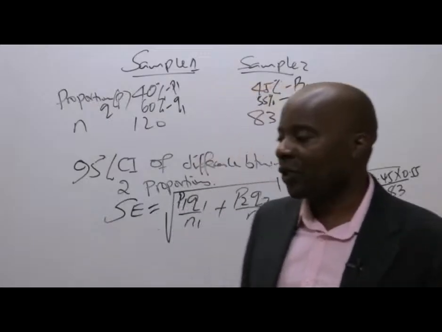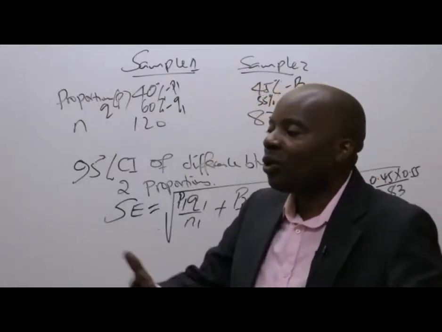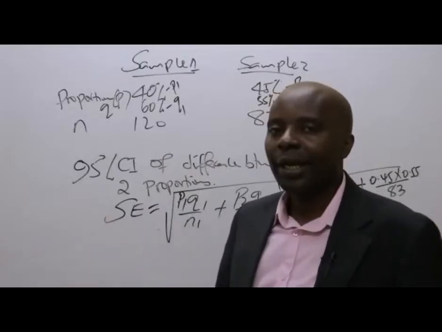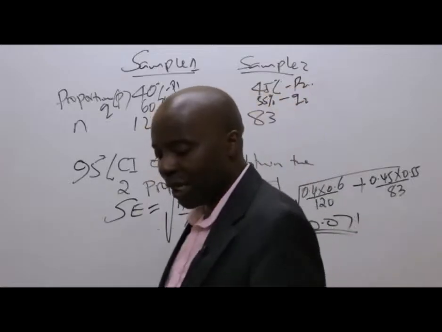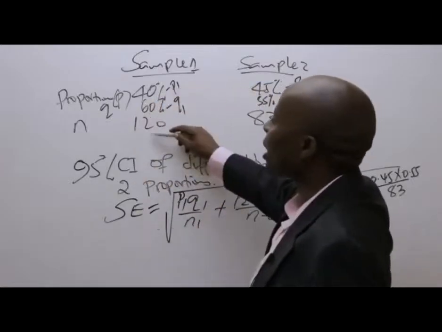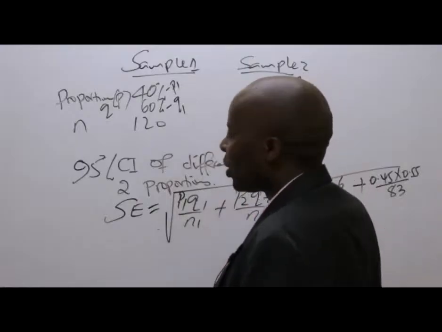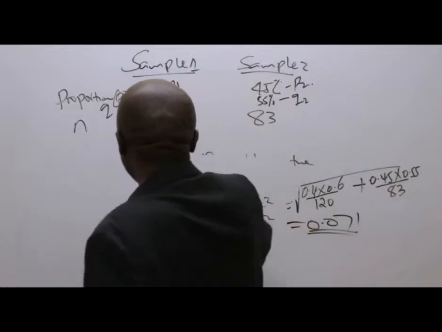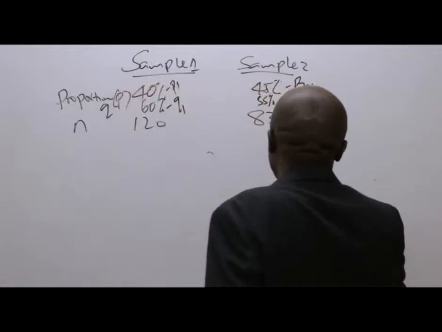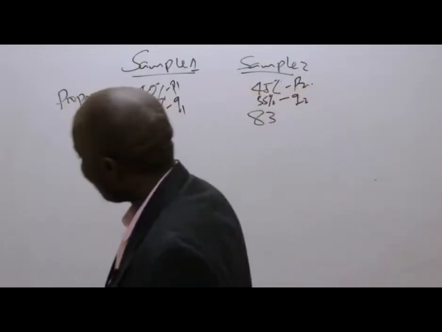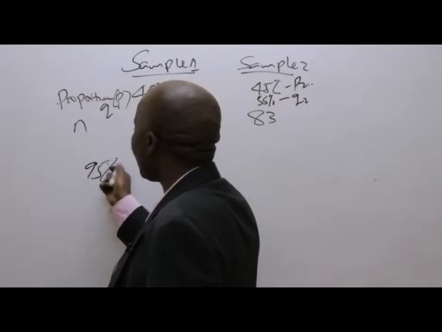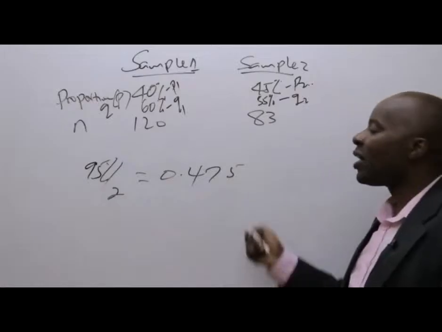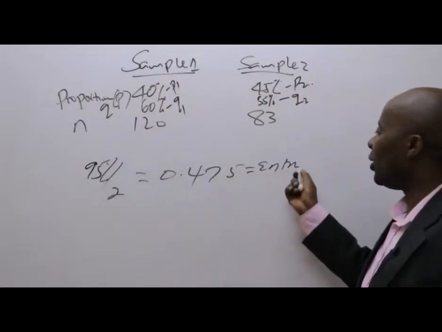Once I have the standard error, the next thing will be about the entry and the Z-score. How do I get the entry? I know that this is Z, because I can see how big my samples are. So what I need to do is divide this 95% into 2. When we divide 95% into 2, this will give us 0.475, and this is what we call the entry.